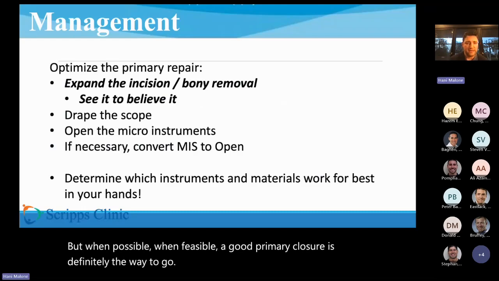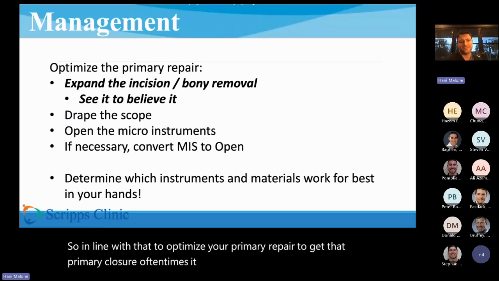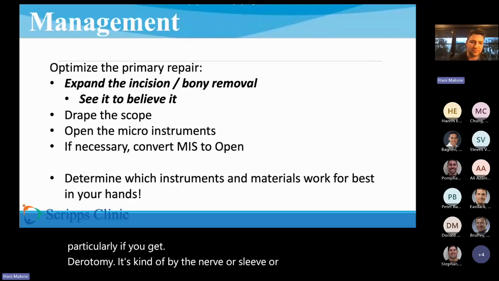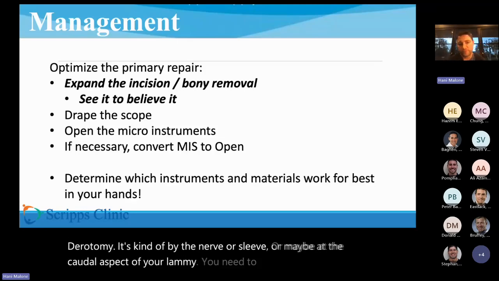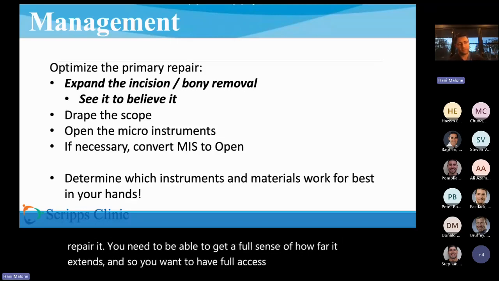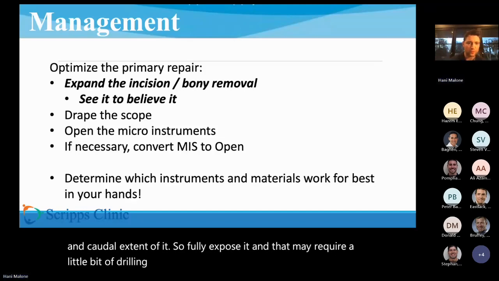So in line with that, to optimize your primary repair to get that primary closure, oftentimes it requires expanding the incision, particularly if you get a durotomy that's by the nerve root sleeve or maybe at the caudal aspect of your lammy. You need to be able to see it to repair it. You need to be able to get a full sense of how far it extends. And so you want to have full access to both the cranial and caudal extent of it. So fully expose it, which may require a little bit of drilling or Kerrison work, but really see it, really get a sense of what's going on.